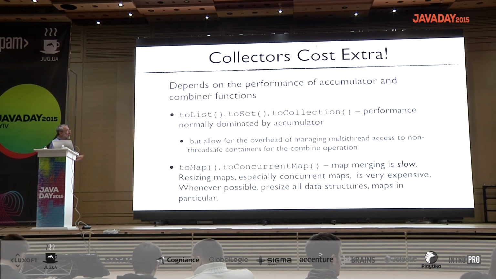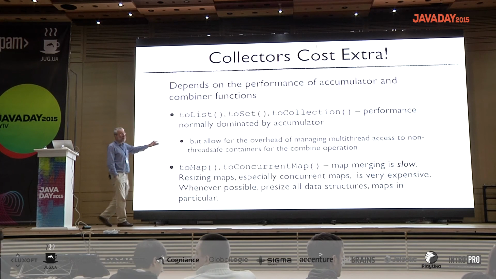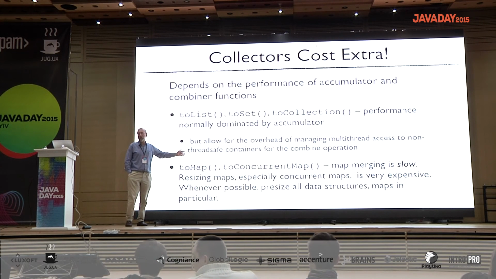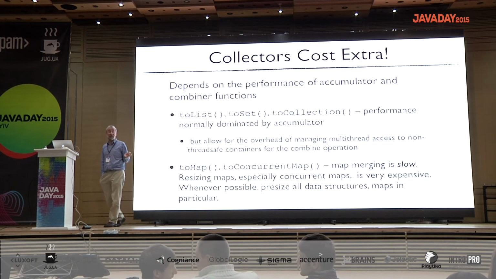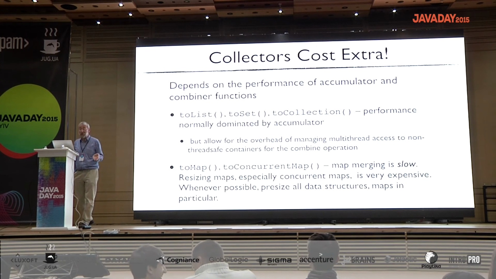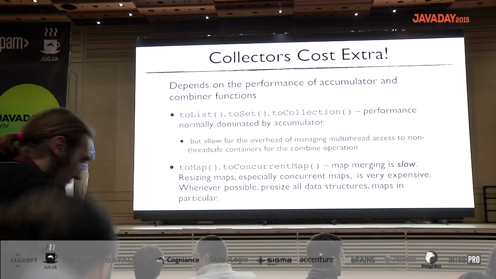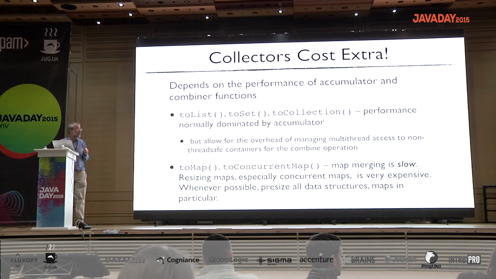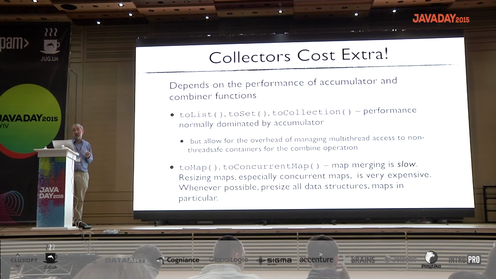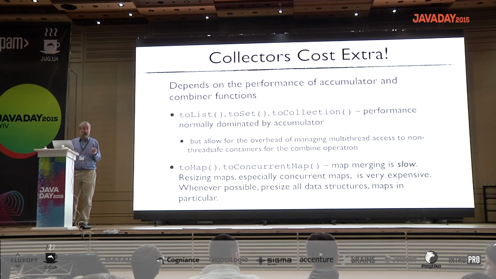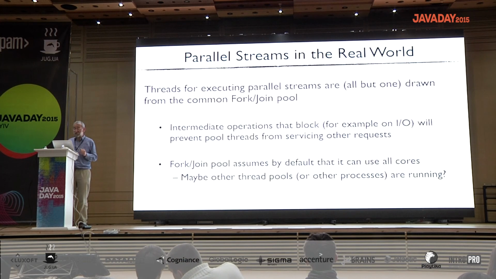But if you've got parallel streams, then the framework has to manage concurrent access to these non-thread-safe containers. It's a very clever thing to do, but there's an overhead involved. If you're collecting to a map or to a concurrent map, then you have to take account of the fact that map merging is really slow and map resizing is really slow. So one of the things I learned was that you really want to try to optimally size the data structures that you're collecting into at the start.